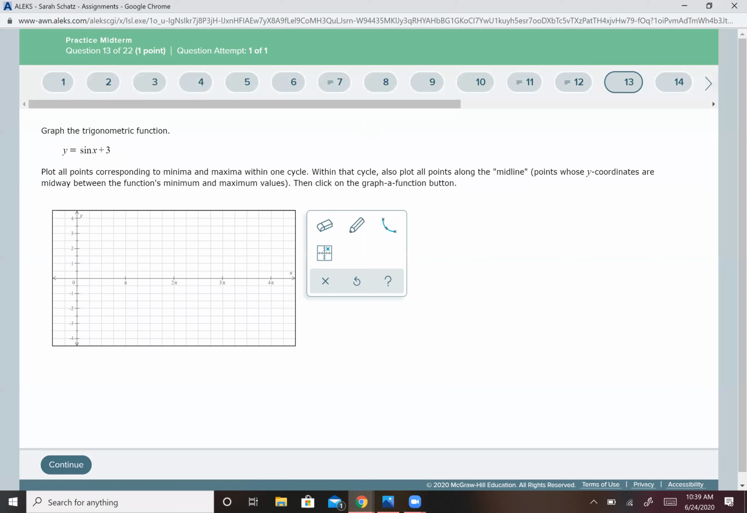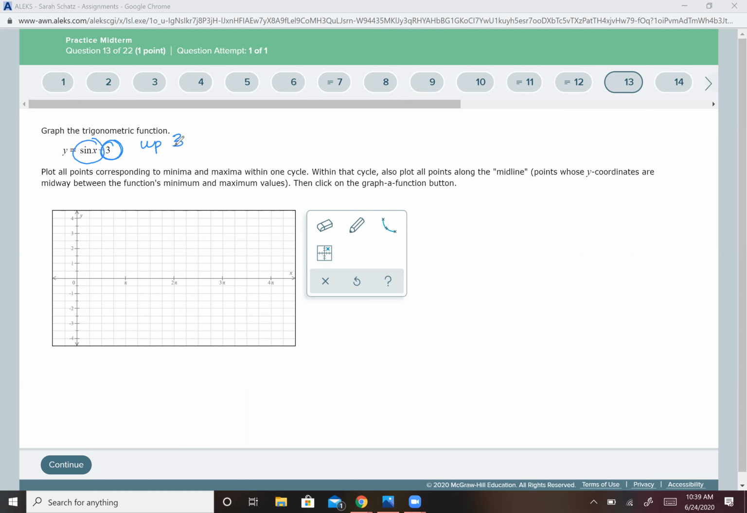All right, so on this graph, notice we are just looking at the basic sine x. I know what that looks like. What is this plus 3 doing? You guys remember this 3, it's not inside the sine function, it's just sitting on the outside at the end. That means it's a vertical shift. We're going to go up 3.